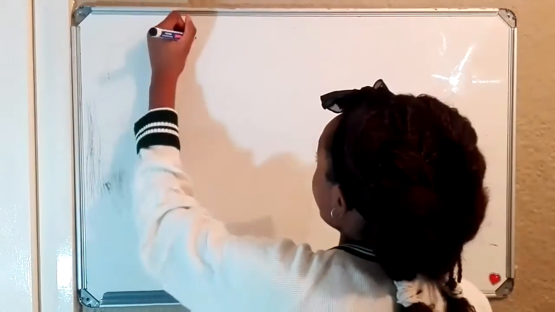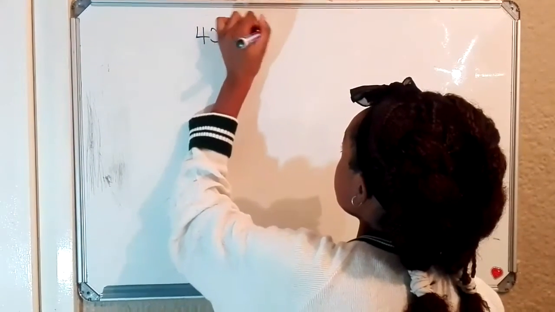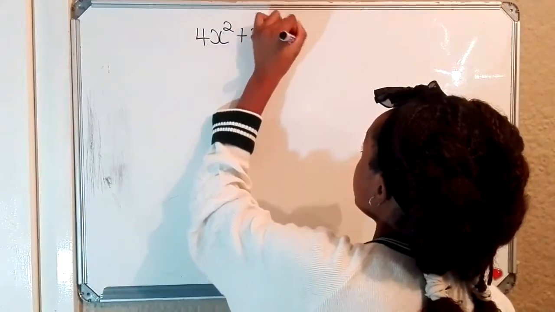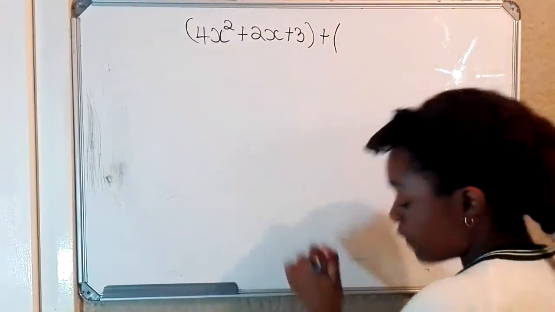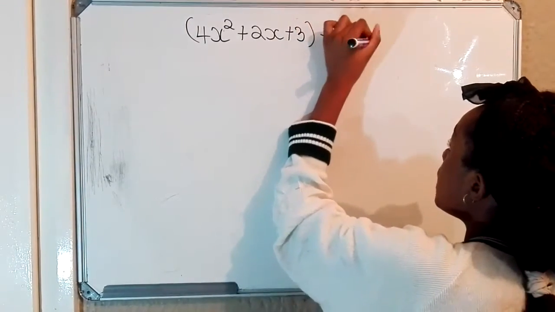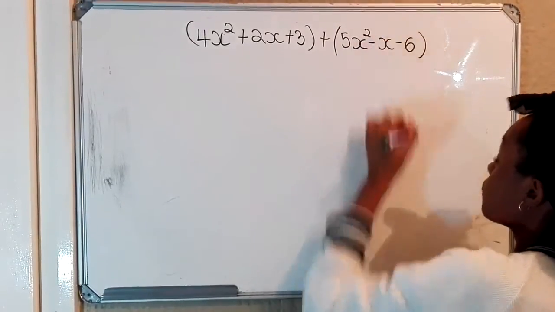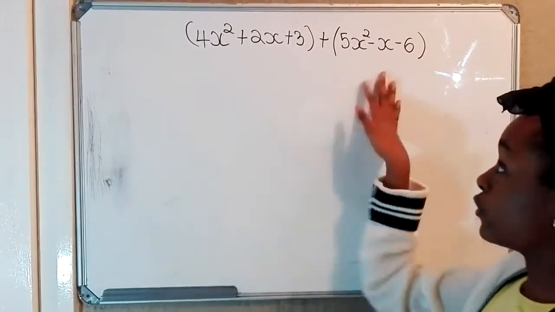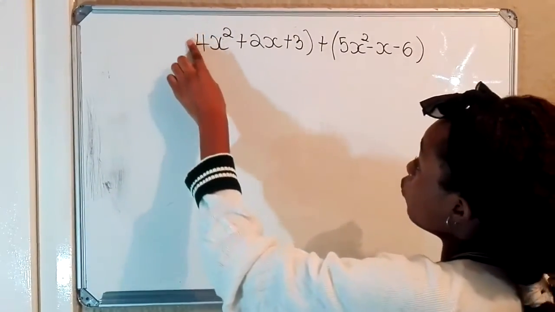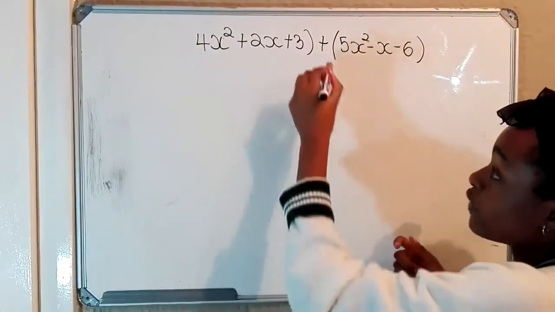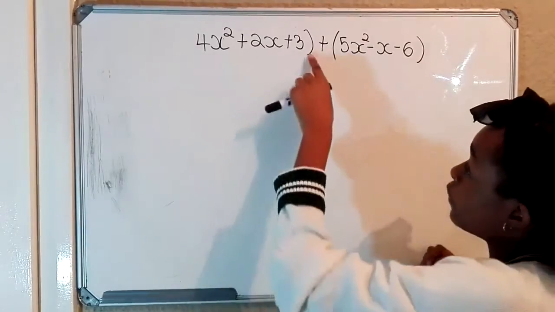Here's another one. Say we have 4x squared plus 2x plus 3 in brackets and a plus over here, and we have 5x squared minus x minus 6, okay? Feel free to pause this video and try this on your own. So we can take off the brackets actually. Why do we take off the brackets? Is because we have a positive sign, and the positive sign does not affect the brackets, okay?